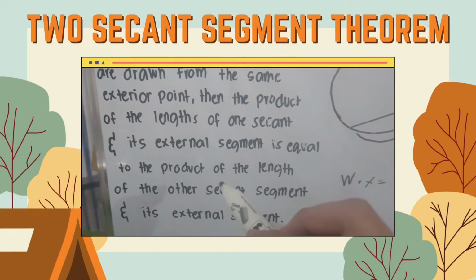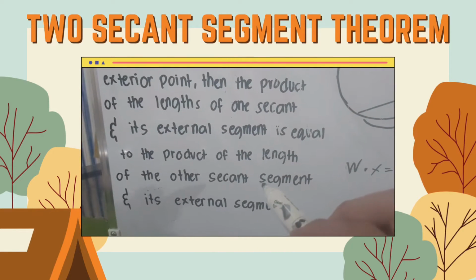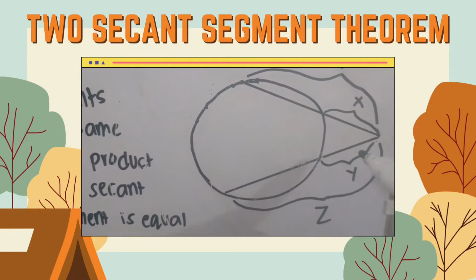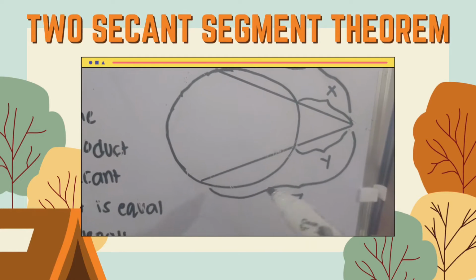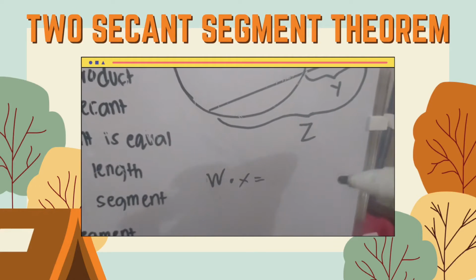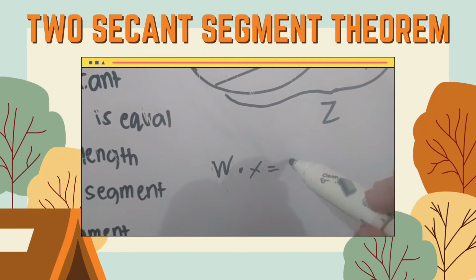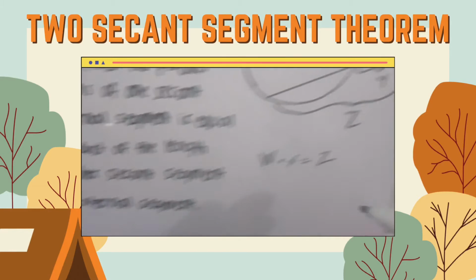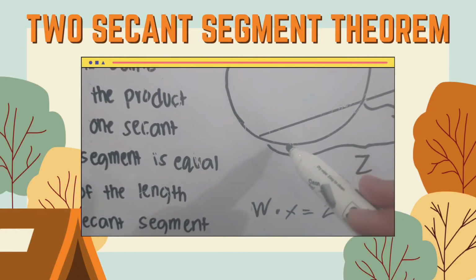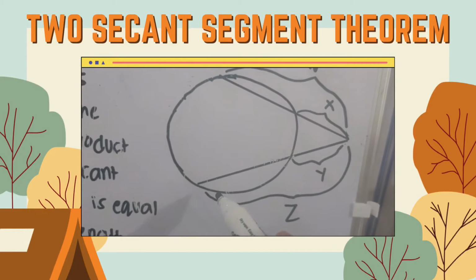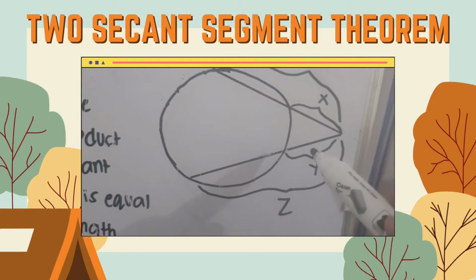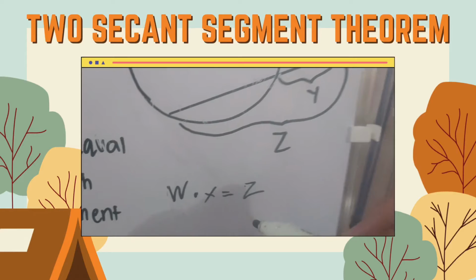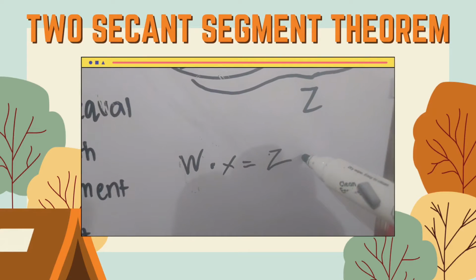is equal to the product of the length of the other secant segment. So here is our secant segment, and this is the other secant segment, which is Z. So Z times its external segment, which is Y. So Z times Y.